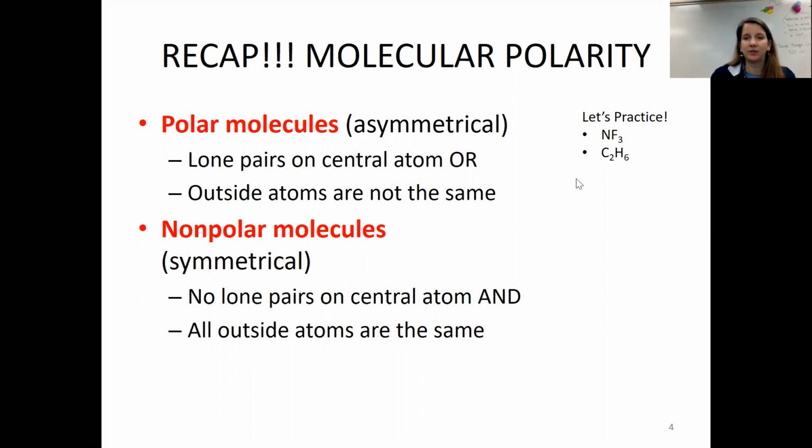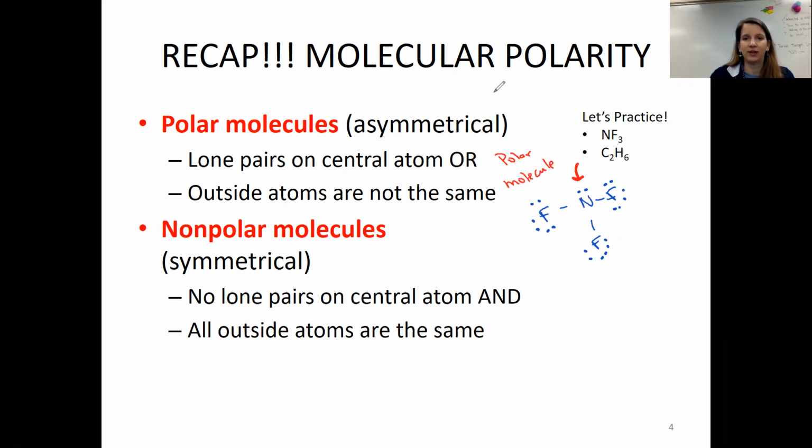So let's quickly draw this up here again. Maybe I should have left this up here for us. So remember our NF3 here. Now remember, this time we're talking about molecular polarity, not the bond polarity. So the overall molecule itself. The fact that NF3 has this lone pair right there makes this a polar molecule. It's a polar molecule because it has lone pairs on that central atom.